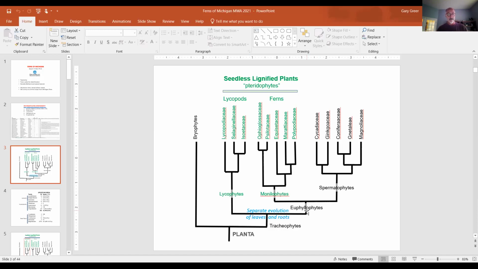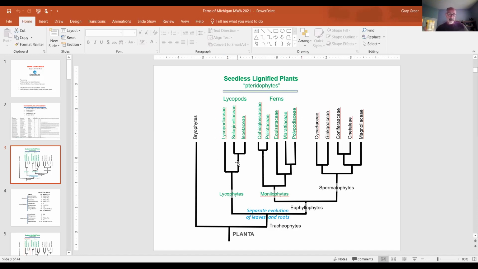Certainly, if nothing else, they evolved roots through a common but distinct process from the Lycophytes. So that's the big split. And then within the Euphylophytes, some plants release spores, just like bryophytes and lycopods do. Some plants do not release their spores. They make spores, but they don't release them. Instead, what they release are seeds, right? So the seed plants.